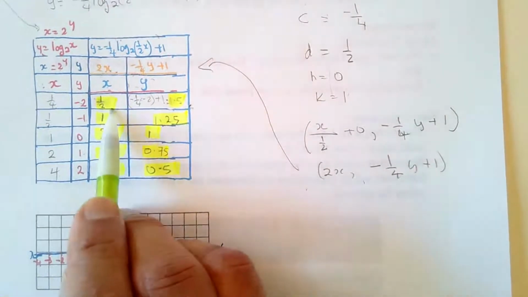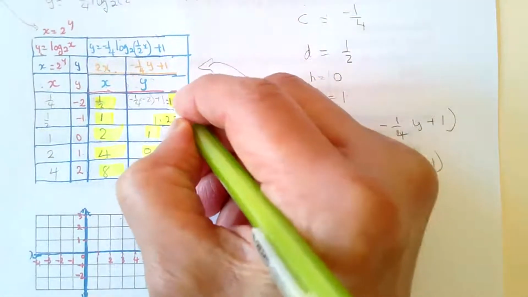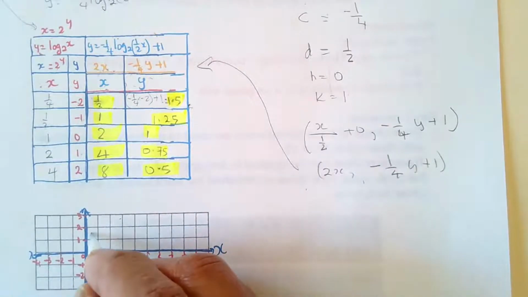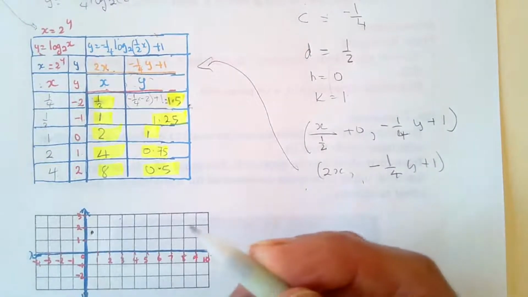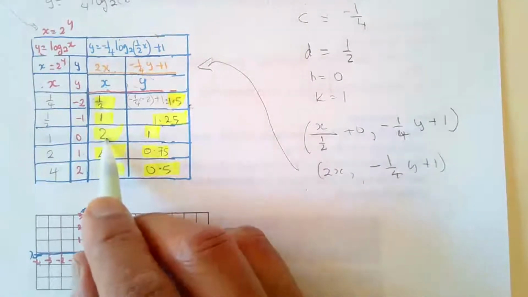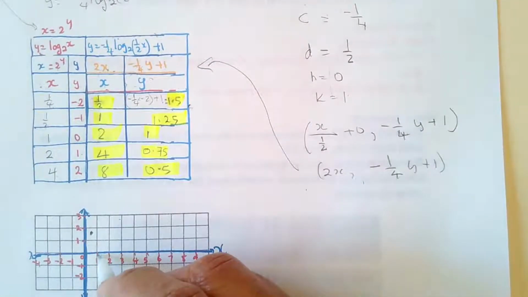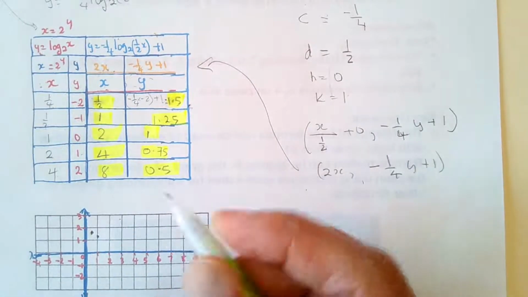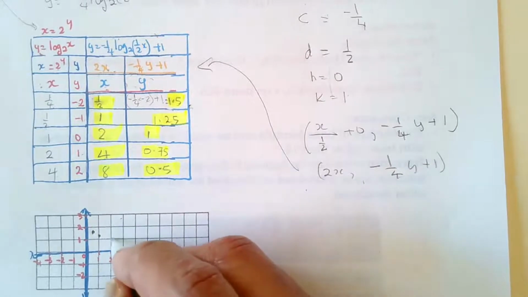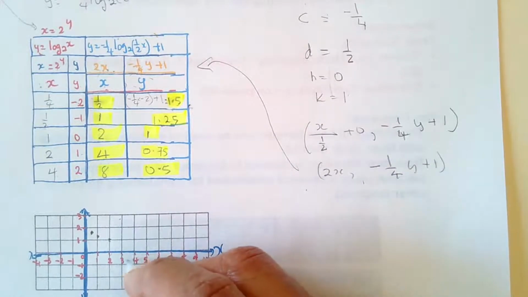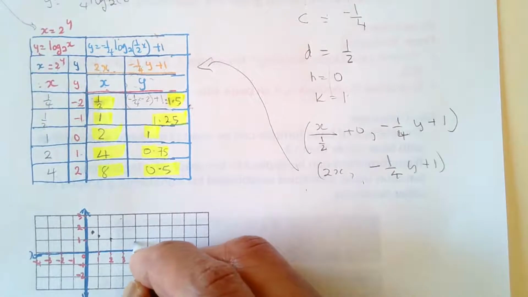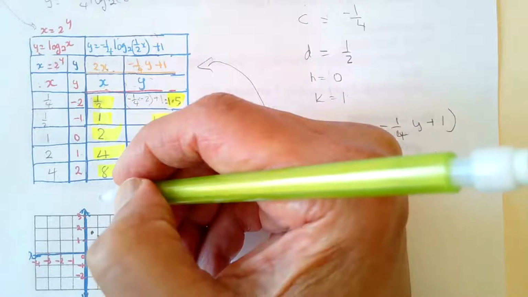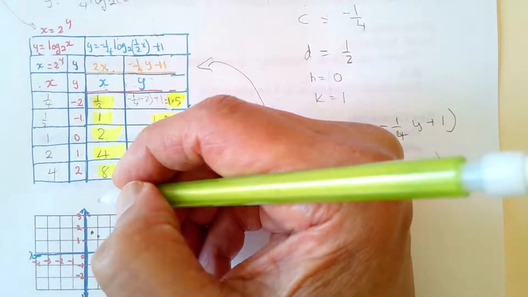So we have a half, 1.5. Oops, just a little bit. So x is a half, 1.5 is here. X is 1, y is 1.25. X is 2, y is 1. X is 4, y is 0.75. This graph is going downwards.